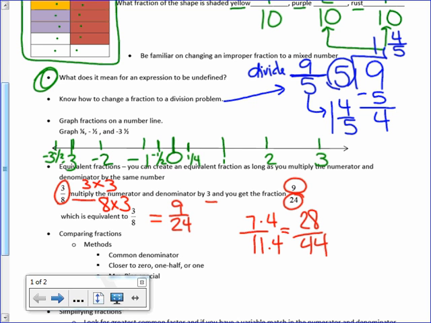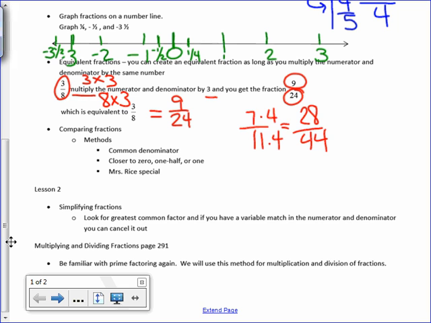You could also do the same thing by dividing. If I gave you the fraction 5/15, is there a number I can divide 5 and 15 by? Yeah, 5. 5 divided by 5 is 1. 15 divided by 5 is 3. Those are equivalent fractions. Okay?